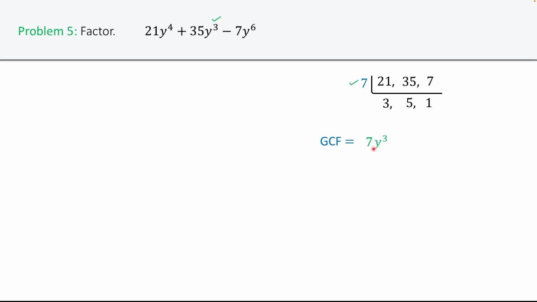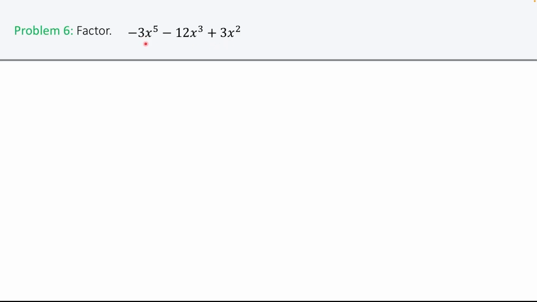Multiply this with the GCF of the numbers. Next, factor out 7y cubed. Put parentheses. Now divide each term by 7y cubed. 21y to the 4th divided by 7y to the 3rd is 21 divided by 7 is 3. Y to the 4th divided by y cubed is y. Plus 35y to the 3rd divided by 7y to the 3rd is 5. Minus 7y to the 6th divided by 7y to the 3rd is y to the 3rd. We factored the polynomial.